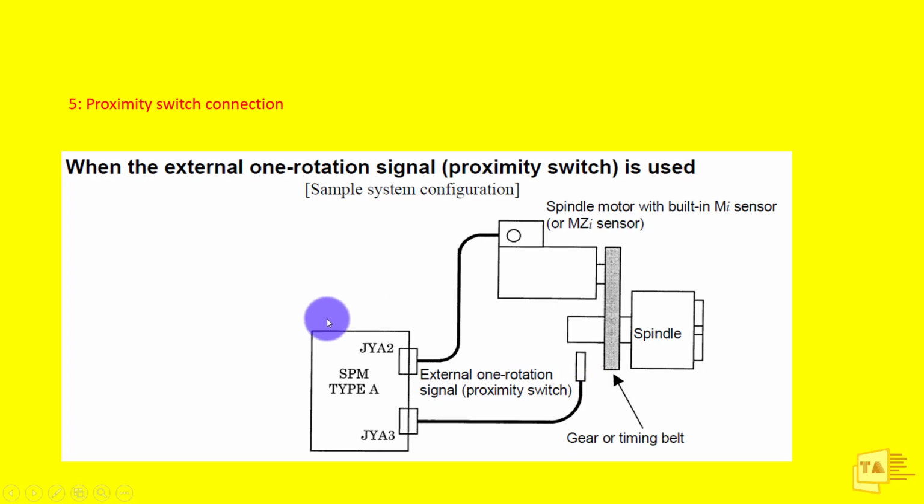Okay guys, so these are all the methods and types of sensors, and what spindle positioning is and how we can do that in a CNC machine. These things we have learned in this video. In the next video, I'll explain a lot of interesting topics about Fanuc spindle and servo.